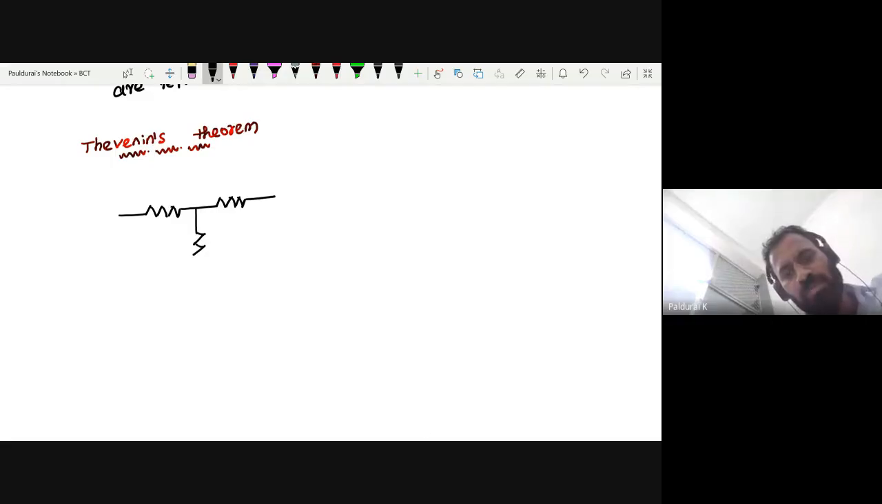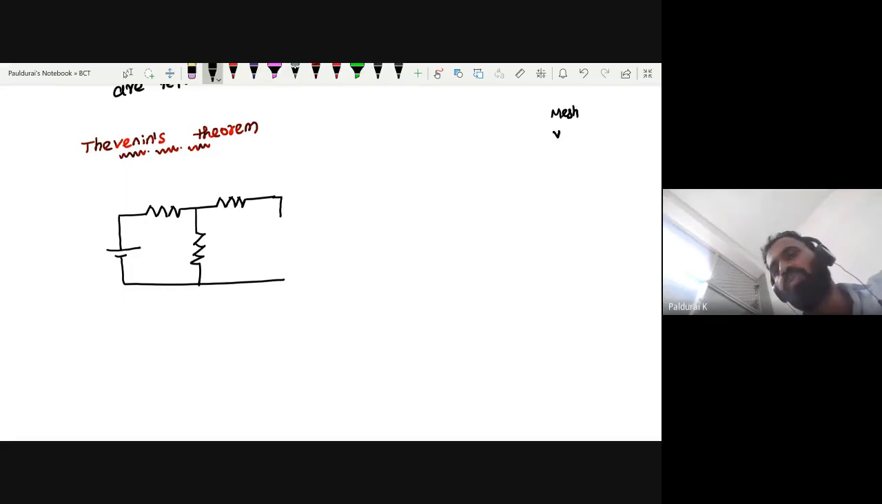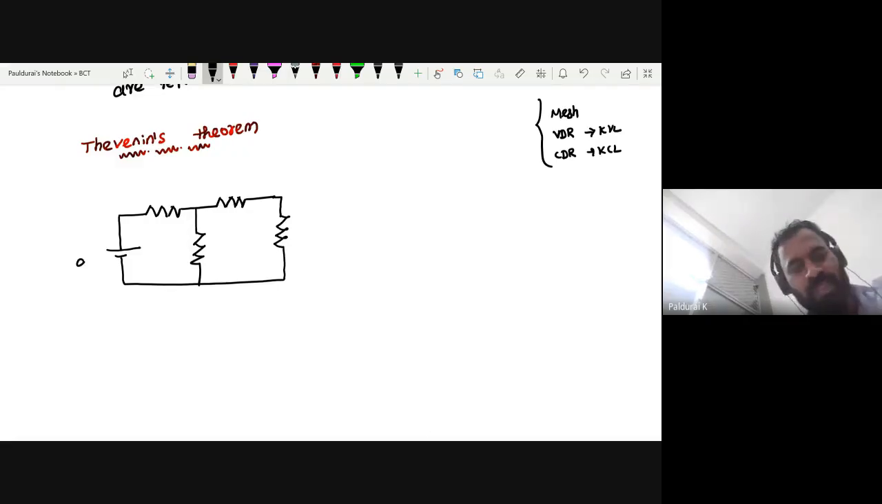Now take this problem. As I told earlier, for the entire second unit, if you know mesh analysis, that is more than sufficient. Mesh analysis, voltage division rule, current division rule. Otherwise, KVL, KCL. If you know these fundamentals, then the remaining entire second unit becomes easy for you.